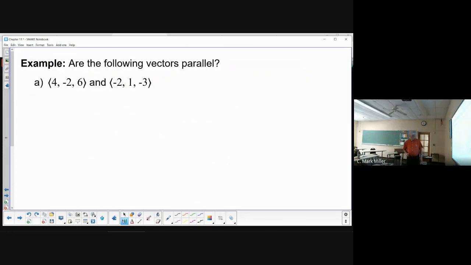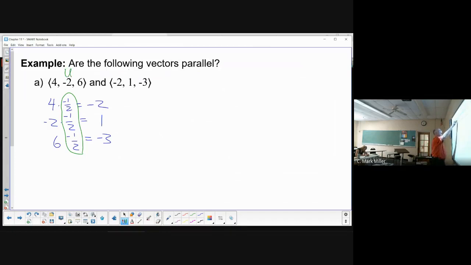All right. Are the following vectors parallel? So you'd go 4 times, what do I have to multiply 4 by to get minus 2? Minus 1/2. Minus 2 times minus 1/2 is positive 1. 6 times minus 1/2 is minus 3. Now these, as you probably have already caught on, are the same. So if this is U and this is V, U is 2V. And since one can be written as a scalar multiple of the other, they are parallel.